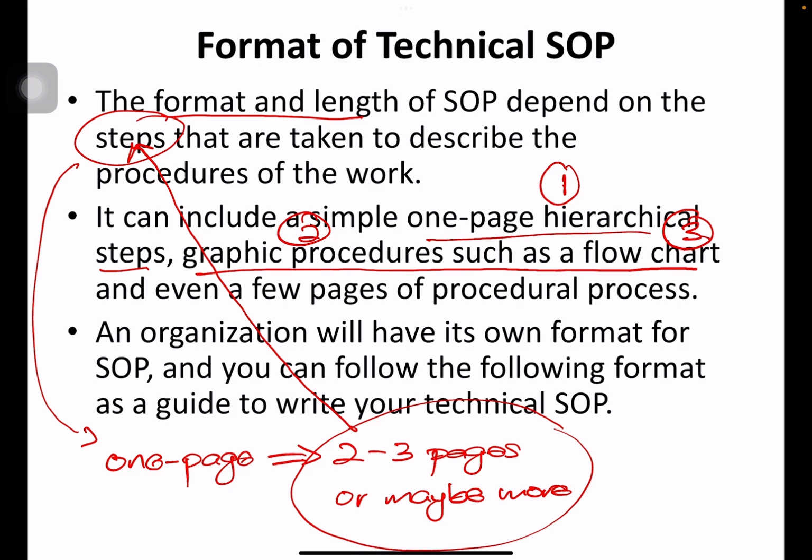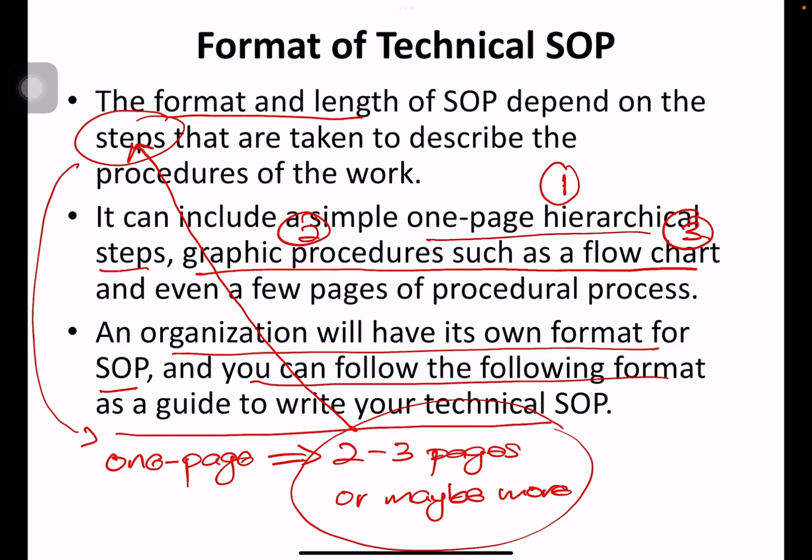An organization will have its own format for SOP, and you can follow the following format as a guide to write your technical SOP. So as I have told you, it is going to be a bit tricky in the sense that what you are learning for UHL 2452 will be a bit different from the one that you're going to do later in terms of the template.